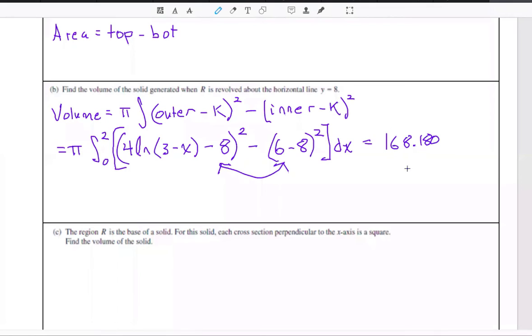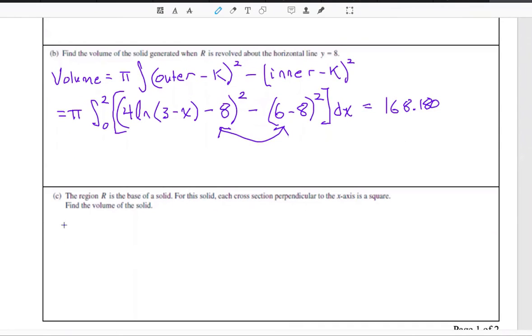Your answer should always be positive for volume, and for area between two curves, you will also always have a positive area. The only time that you'll have a negative area is when I'm specifically looking at one function underneath the x-axis. If I have two functions, it doesn't matter where those two functions are, I'll always have positive area. All right, and then finally for part C.